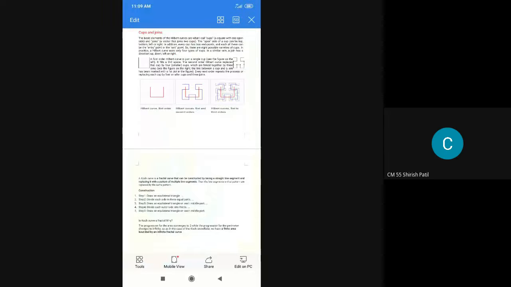Next topic is the Koch curve. So basically the Koch curve can be drawn by dividing the line into four equal segments with the scaling factor which is 1 by 3. The middle two segments are so adjusted that they form the adjacent sides of an equilateral triangle.